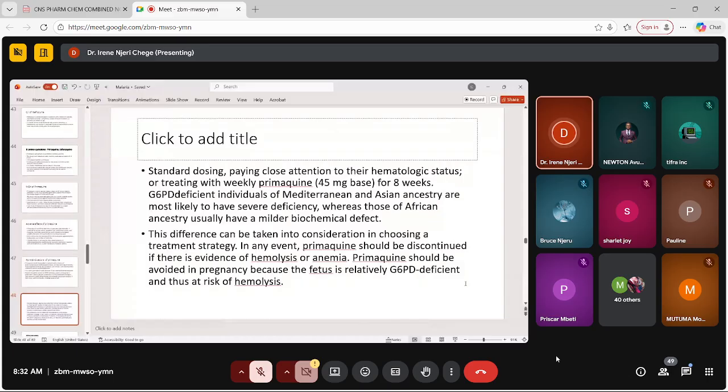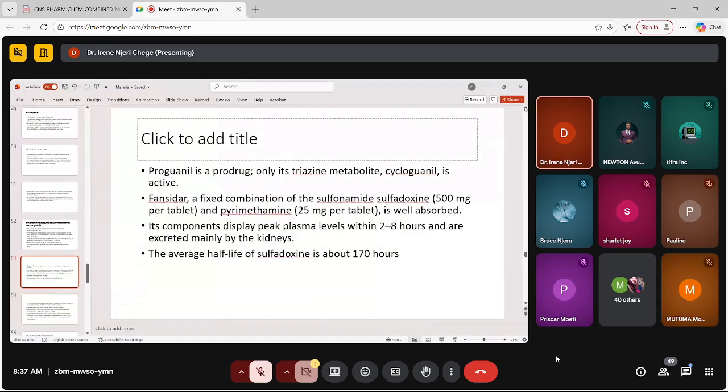And you can see the combination there. 500 milligrams per tablet of sulfadoxine to 25 milligrams of pyrimethamine. So look at what is in Metakelfin.